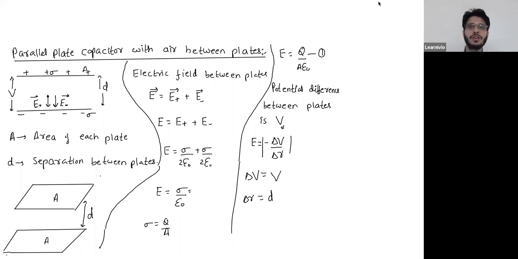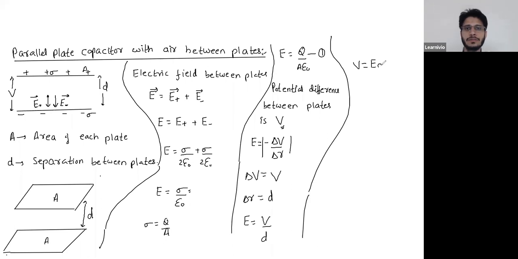So if I substitute all these values here, then your electric field comes out to be V by D only. I'm eliminating this negative sign because this negative sign gives direction, and I don't need direction here. So you can simply write this as V is ED. This is equation number two. If I substitute one in two, your V comes out to be Q by A epsilon naught into D.